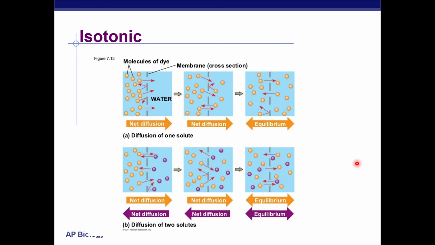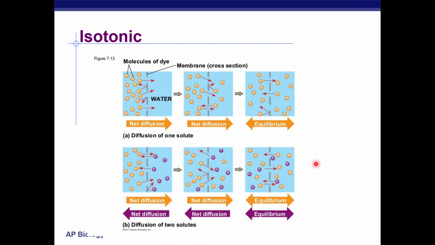All right, so isotonic solutions. Isotonic solutions mean that we're eventually going to come to an equilibrium where we have as many solute particles on one side of the membrane as we have on the other side of the membrane. But as I mentioned before, this is a dynamic equilibrium. These molecules are still moving back and forth across, but the overall net movement would end up being zero. So it's not moving more one way than the other. They're moving equally back and forth across. So it's a dynamic equilibrium, but these molecules don't stop moving.